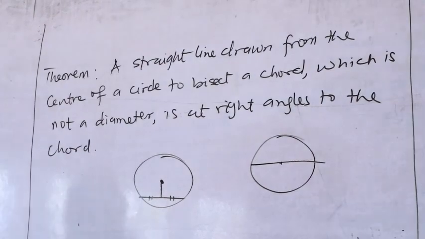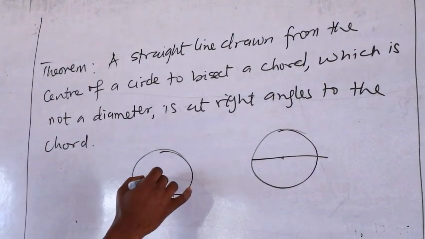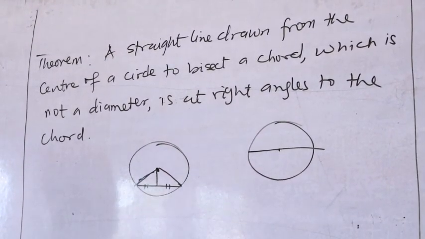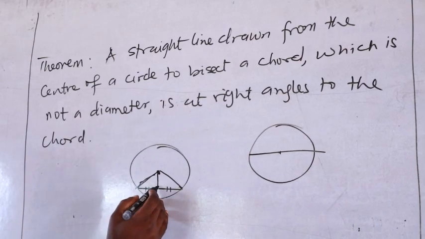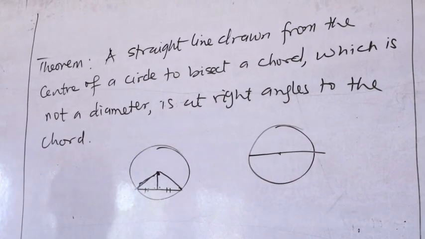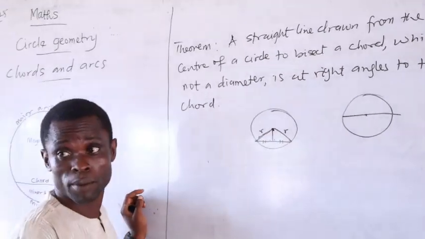Let me now explain the reason. This is called radius. This is radius. This is another radius. Okay, now I want to explain the reason why these two angles, this angle is equal to this angle, and it is 90 degrees. The reason: this is radius, this is R, this is also R.